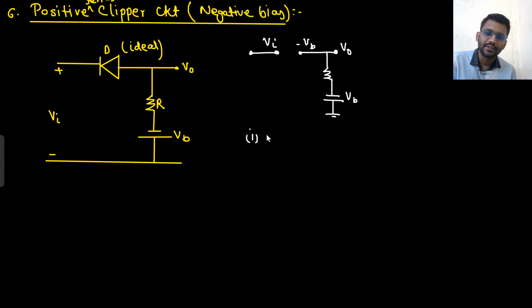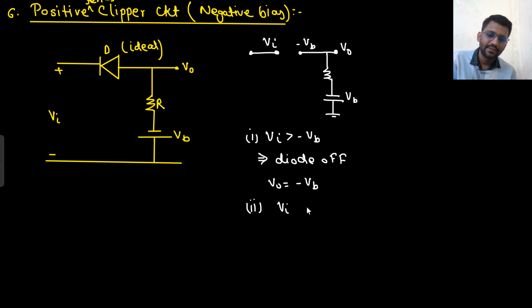So first we will see when V in is greater than minus Vb. If V in is greater than minus Vb, that means N side is having more potential, diode will be off. And if diode is off, that means no current will be flowing through the resistor, so V naught will simply be equal to minus Vb. And second, when V in is less than minus Vb, that means N side is having lower potential and P side is having more potential, diode will be on, and then V naught will simply be equal to V in.